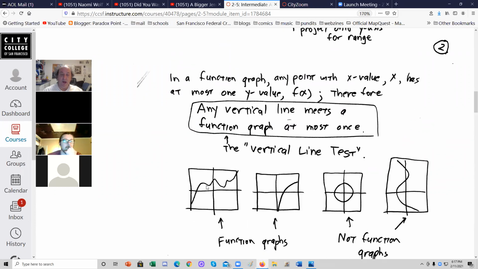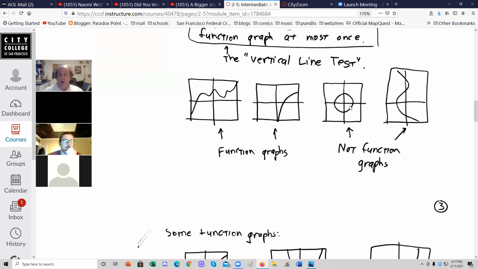For example, this, the kind of a wiggly thing, is the graph of a function because every vertical line meets it but once. This is a graph of a function, same reason. Although you'll notice that the domain of this is only the positive numbers. It's not defined for the negative numbers. This is not the graph of a function. Here's a vertical line that meets it twice. Nor is this, because here's a vertical line that meets it 3 times.